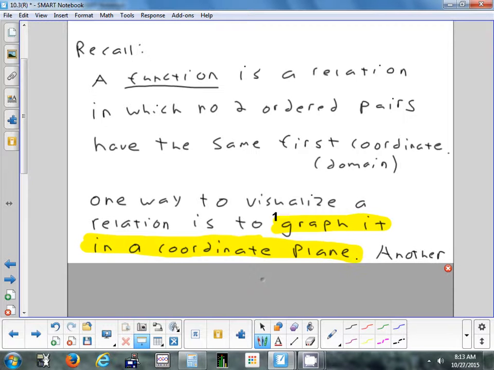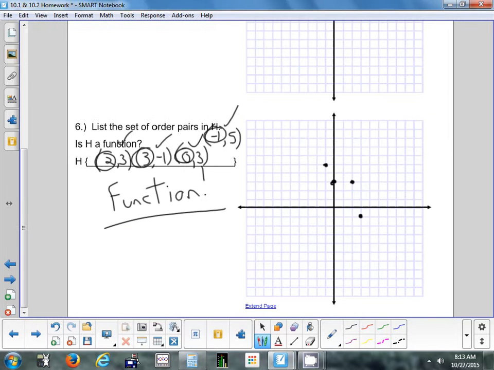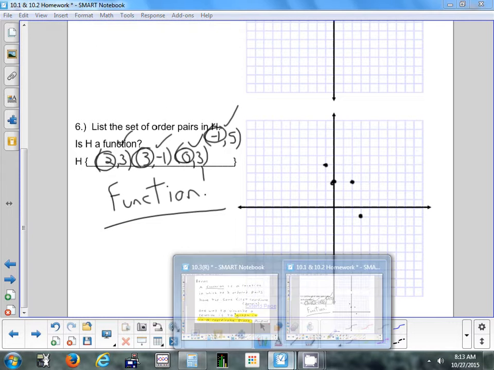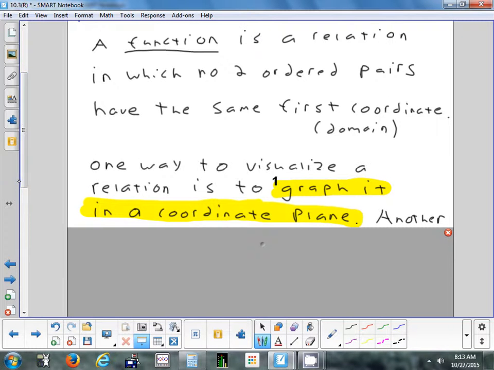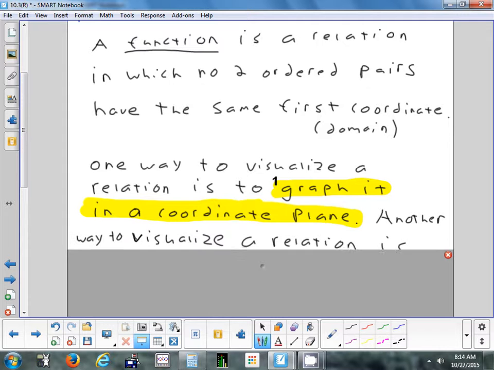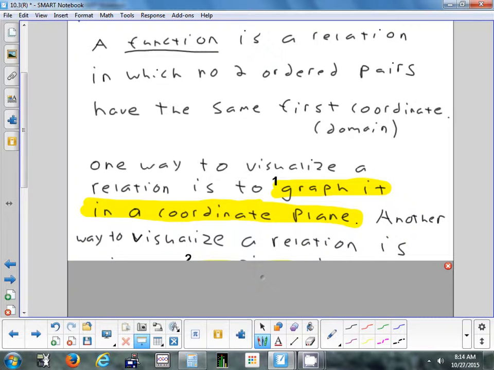One way that we can visualize relations, and we did this last night in the homework, is to graph them. Take all the coordinates and put the dots and make a picture, kind of like we did right here. So on your notes you have one, right? One way to visualize a function is to graph it in the coordinate plane, like we did on the homework last night.